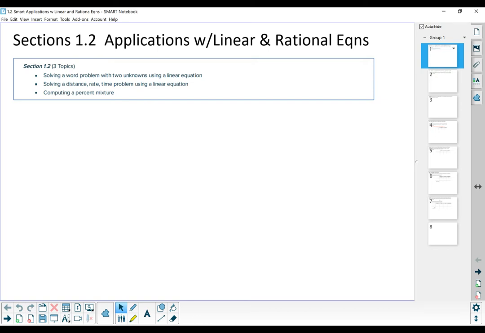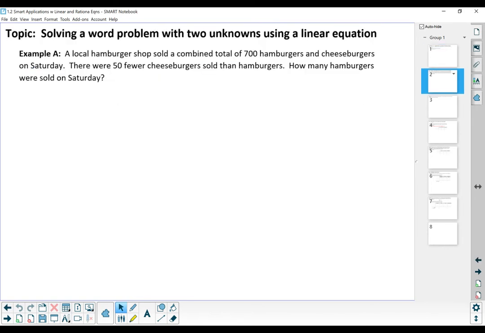This is Mrs. Bricky, and this is 1050 section 1.2, applications with linear and rational equations. We have a total of 3 topics in this section. We're going to do 2 examples of each, so a total of 6 problems altogether. First 2 examples are going to be solving a word problem with 2 unknowns using a linear equation. So I think for the most part, these are pretty easy to set up and solve.